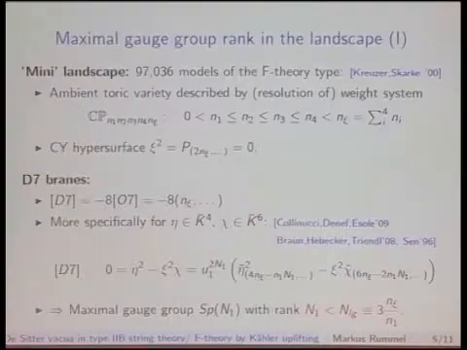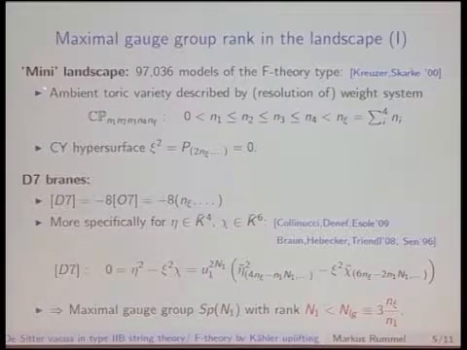So the question is how natural is that, or how can that be obtained in general in Calabi-Yau manifolds? And what we did is we analyzed this mini landscape, which is given by hypersurfaces in complex projective spaces. So it's a weight system given by 5 weights, and we only focus on those where the last weight is the sum of the other ones.